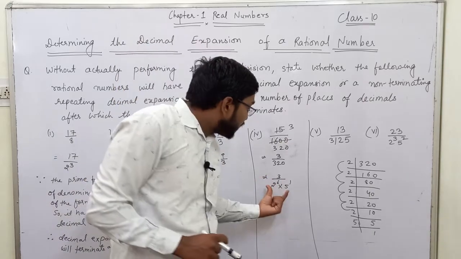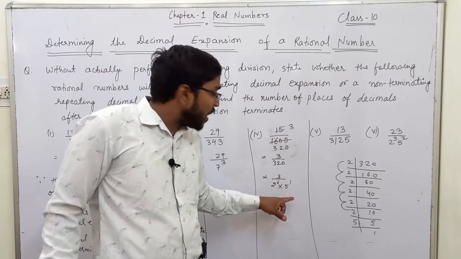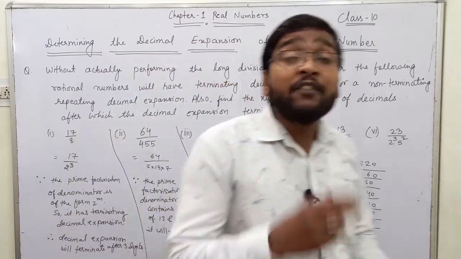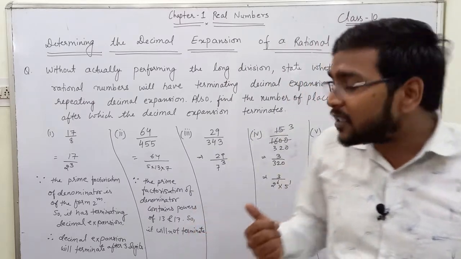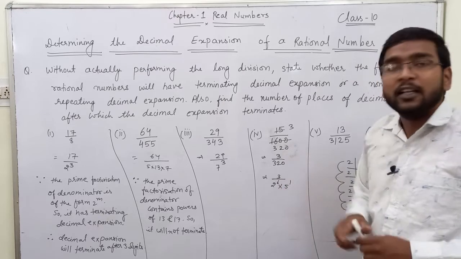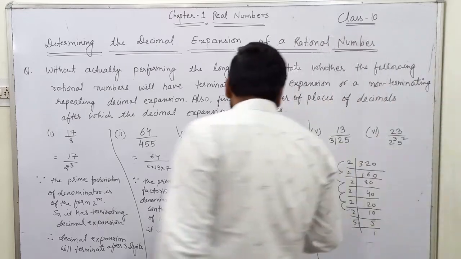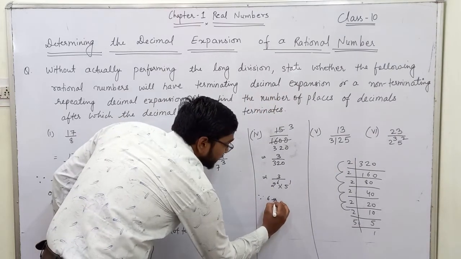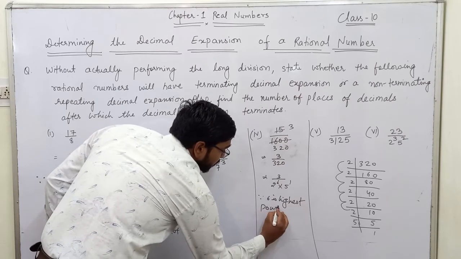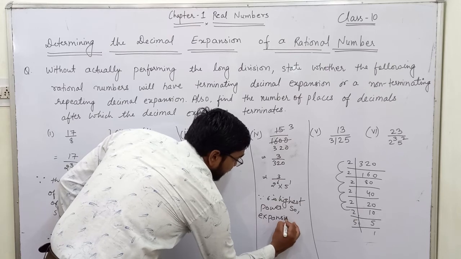So the prime factorization of the denominator contains both powers of 2 and powers of 5. So the decimal expansion will terminate. And after how many digits will the expansion terminate? Which is the highest power, 6 or 1? The highest power is 6. Since 6 is the highest power, the expansion will terminate after 6 digits.